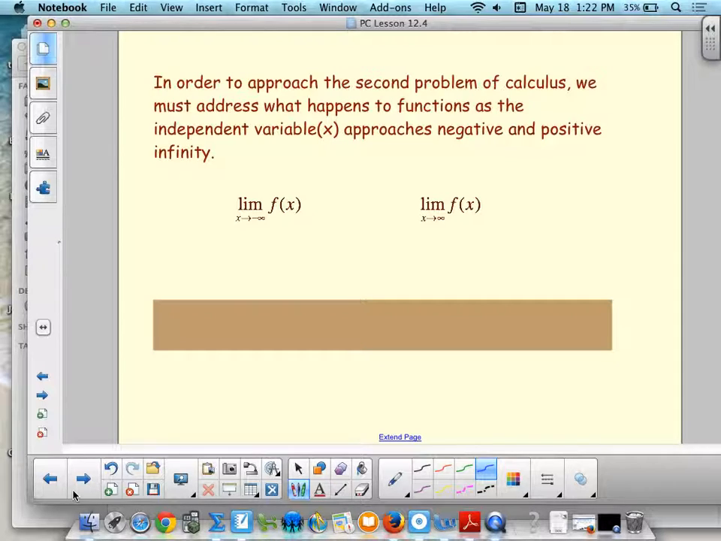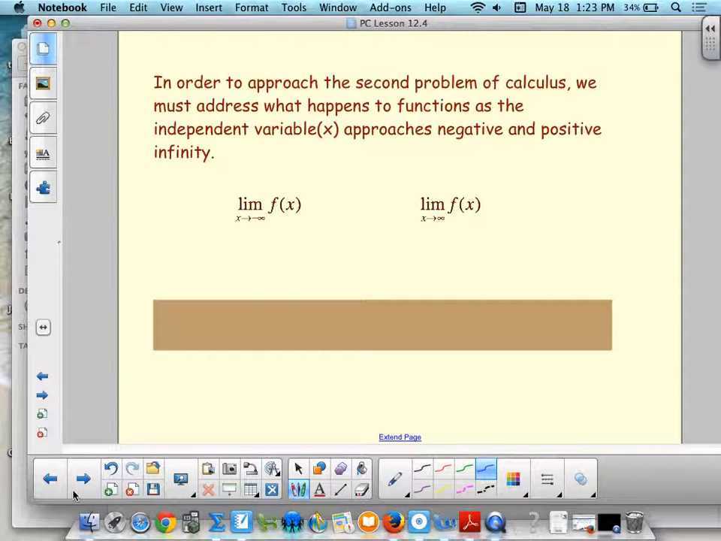Oh, you know what? I didn't do the other one, the negative infinity. But that would be just going this way, wouldn't it? Right on top of another asymptote. Okay? All right. In order to approach the second problem of calculus. And by the way, the first problem was the derivative. We did it on your quiz last Friday.